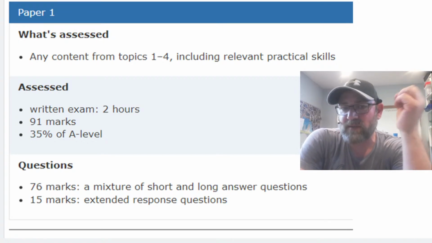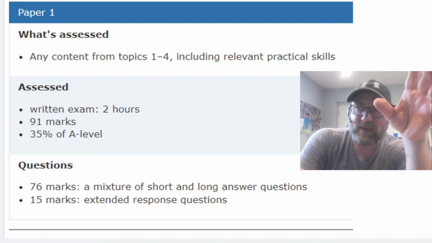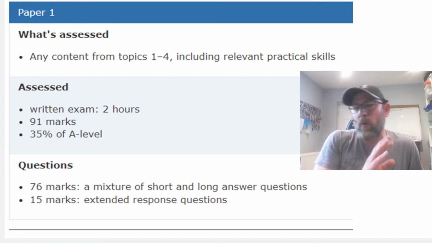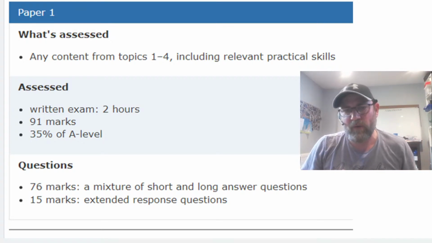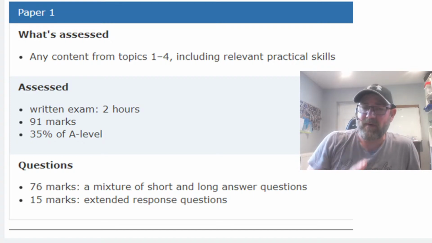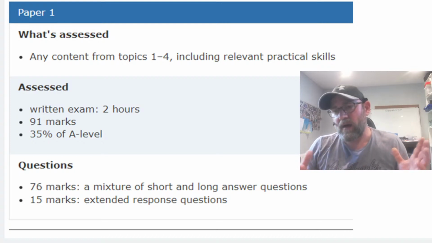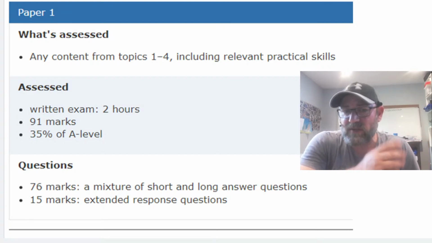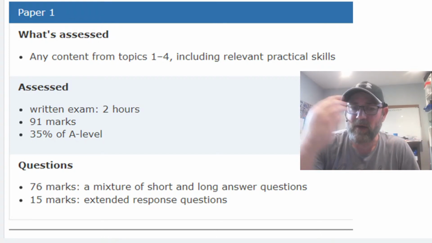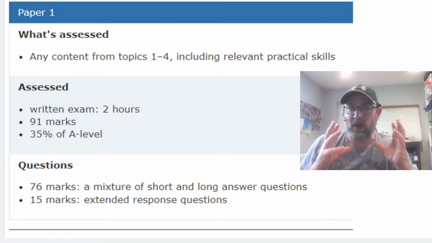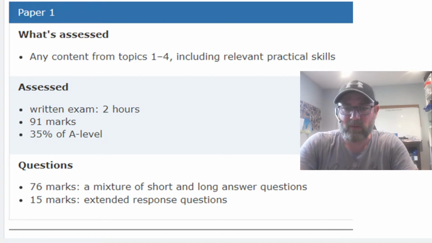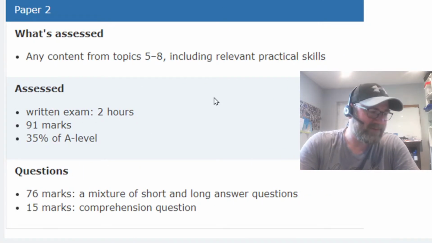76 of the marks are short answer and then some long answer questions. So that means 1 and 2 markers and some 3 and 4 markers. Then right at the end of the first exam are 3 5-mark questions. So compared to the 6 markers you did at GCSE, easy peasy. And those 3 5 markers are very content based. They're just memory recall.